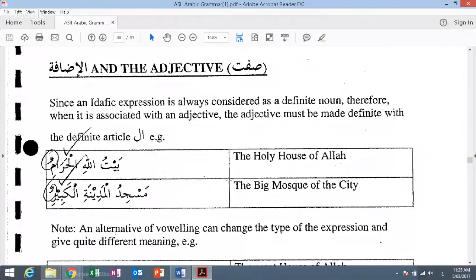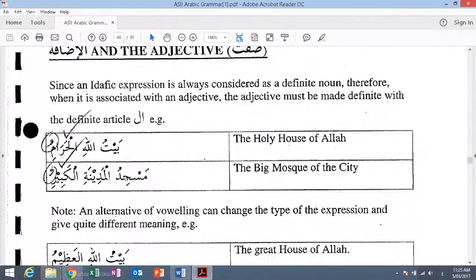So we have to make sure that both of them are rafi and both of them are marifa here. And how come this is marifa? Because of idafa. So the idafi case is marifa then. Definite.